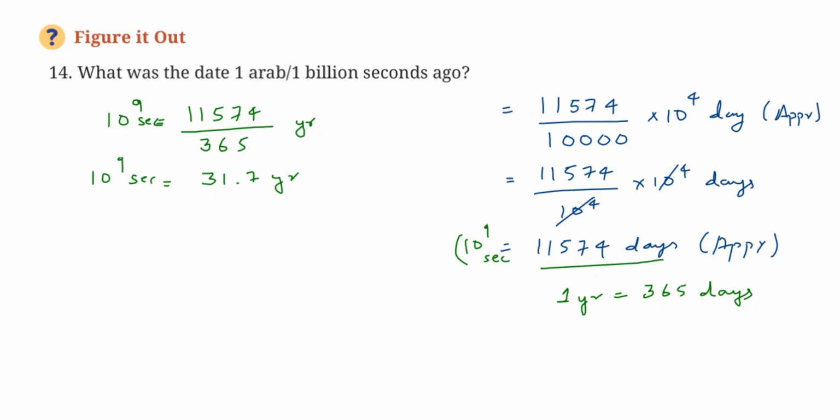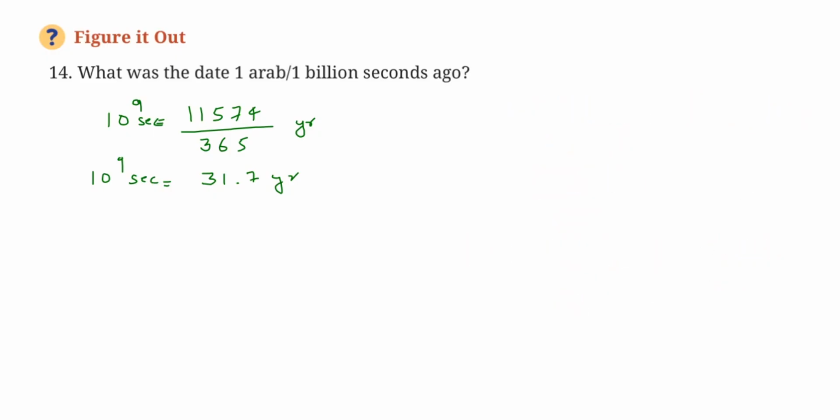Now this is a very big question. I don't know who created this question, but let's go back. So what is today's date? I'm creating this video on 23rd September 2025, so I have to go back 31.7 years. It depends on when you're solving it. Today is 23rd September 2025.